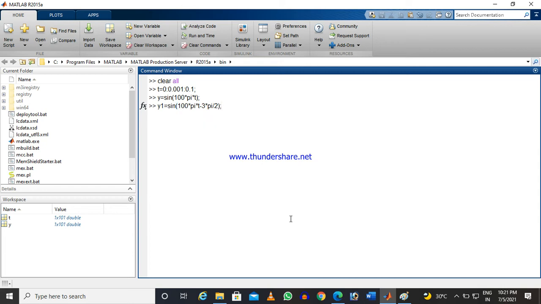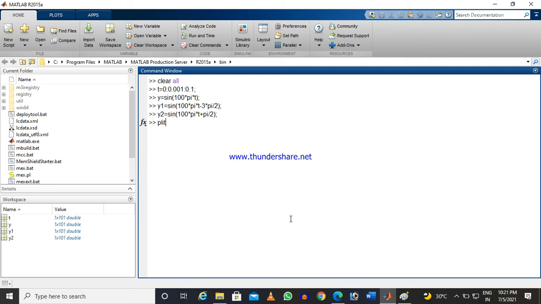So 3 pi by 2 means, pi by 2 means 5 milliseconds, so 3 pi by 2 means 15 milliseconds. It's lagged. Then another signal, say sine of 100 pi into t plus pi by 2. So the signal leads by pi by 2, and pi by 2 means 5 milliseconds.